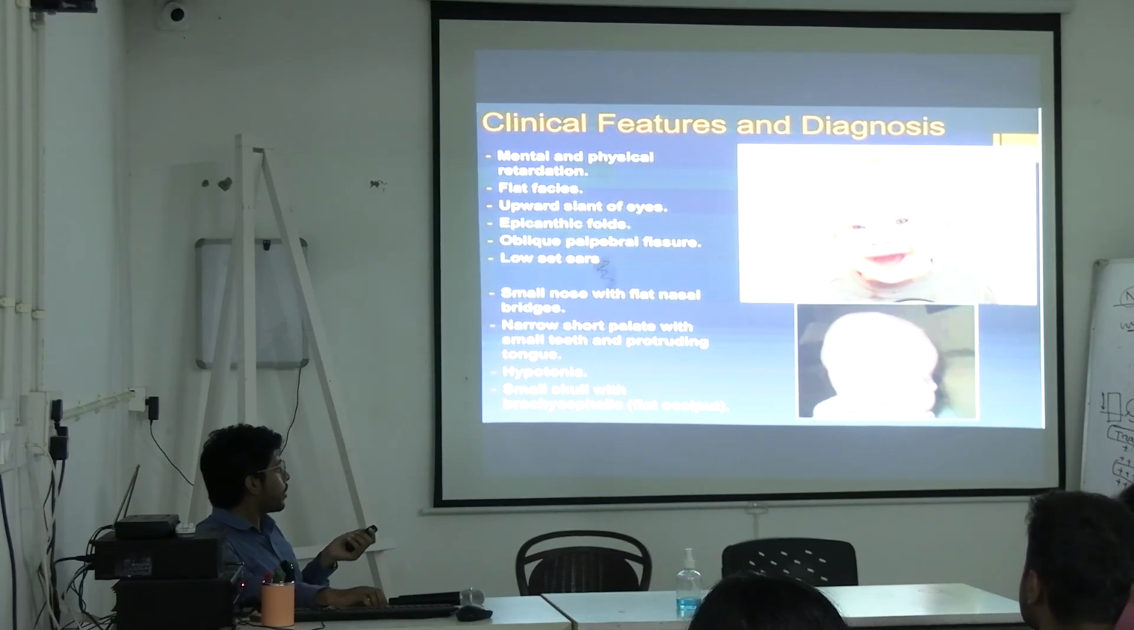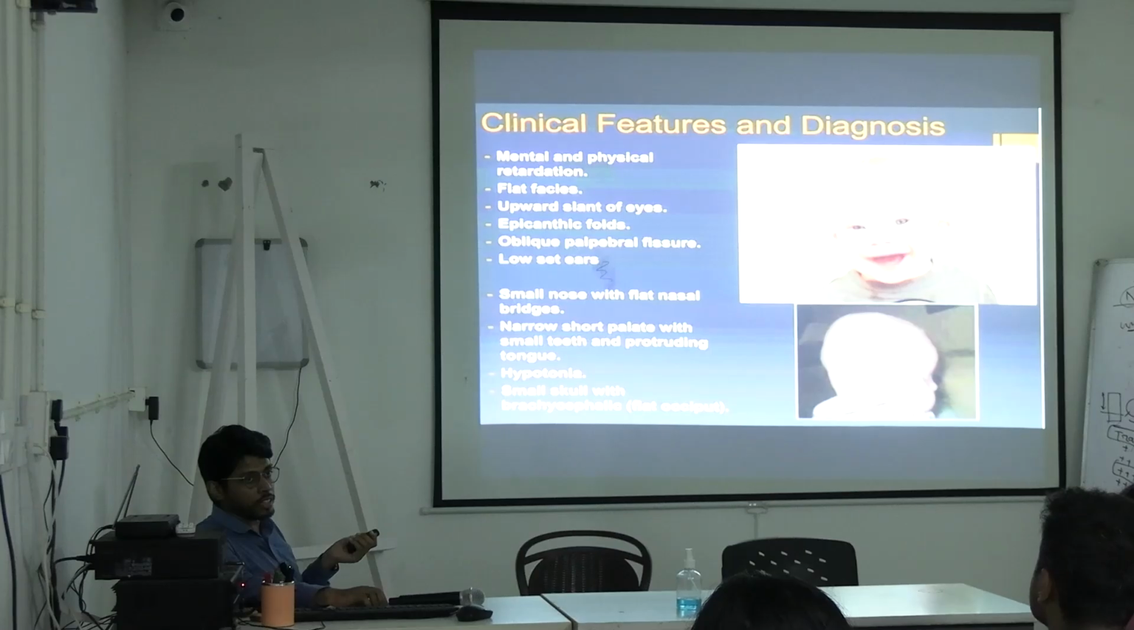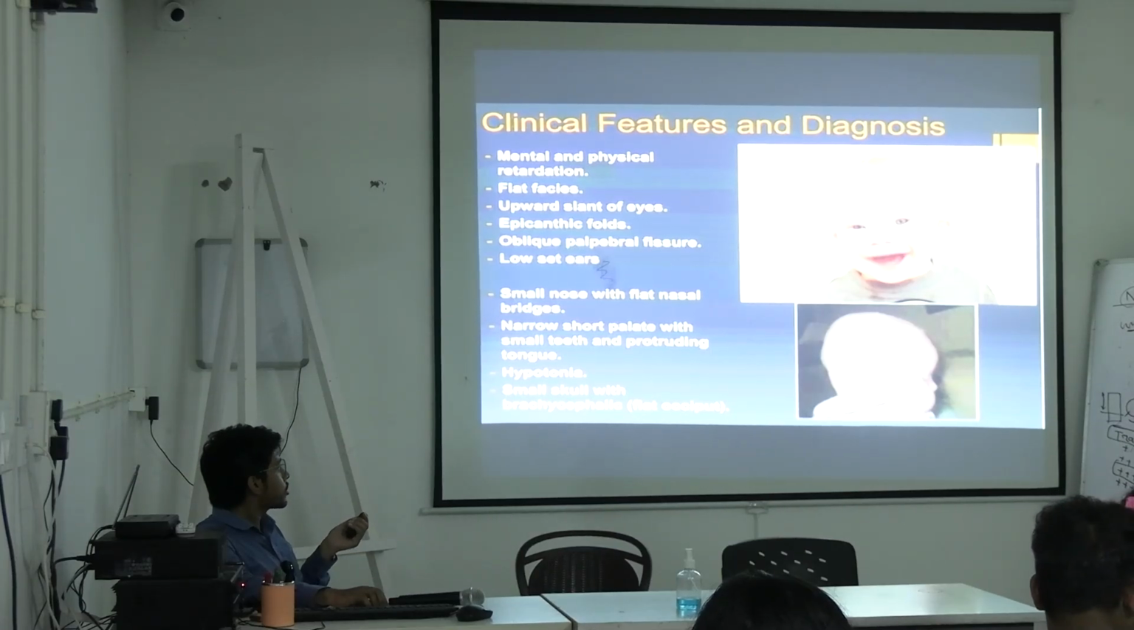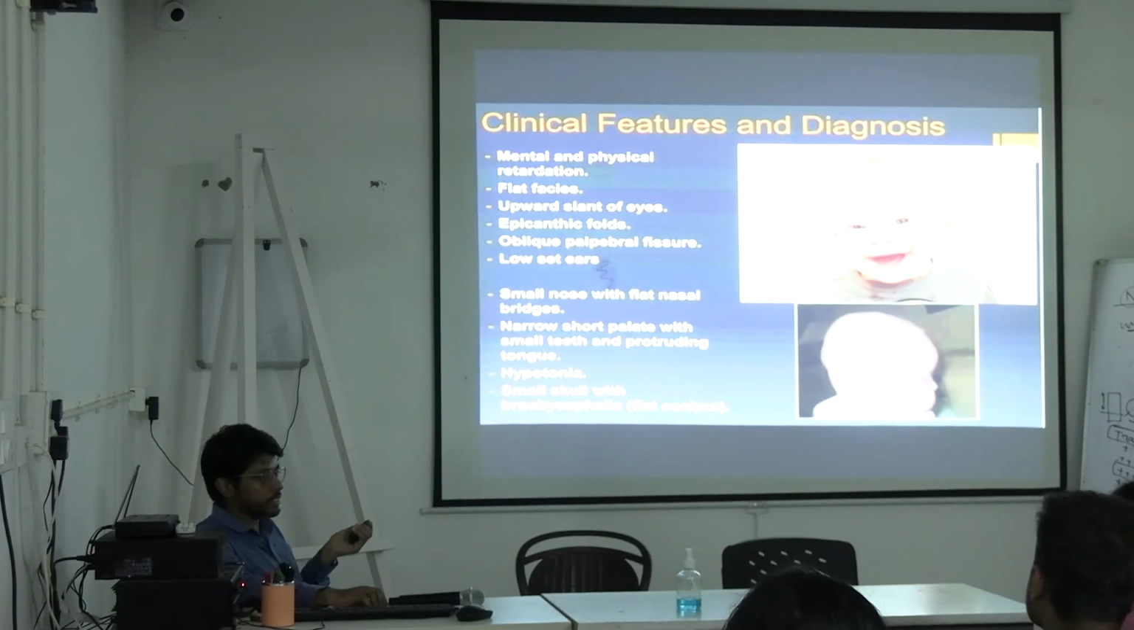If we draw a horizontal line from the outer canthus of the eye, the ear will be below that horizontal line, that is called low set ears. Then small nose with flat nasal bridge.